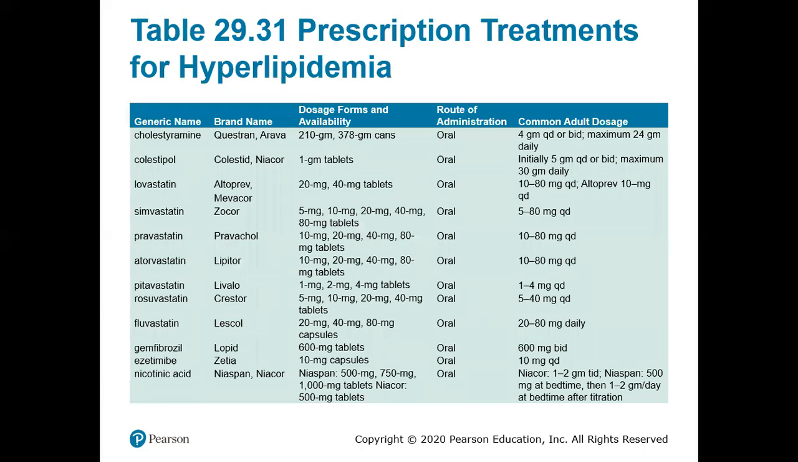Table 29.31, prescription treatments for hyperlipidemia. And you can see there's that list of statins. There's one, two, maybe three or a few handfuls of drugs on this list that do not have statin in them. The majority of these end in statin on the generic name. The lovastatin, simvastatin I already addressed, pravastatin, atorvastatin I had already addressed. The generic for Livalo is pitavastatin, fluvastatin for Lescol, so statin for your anti-hyperlipidemics.